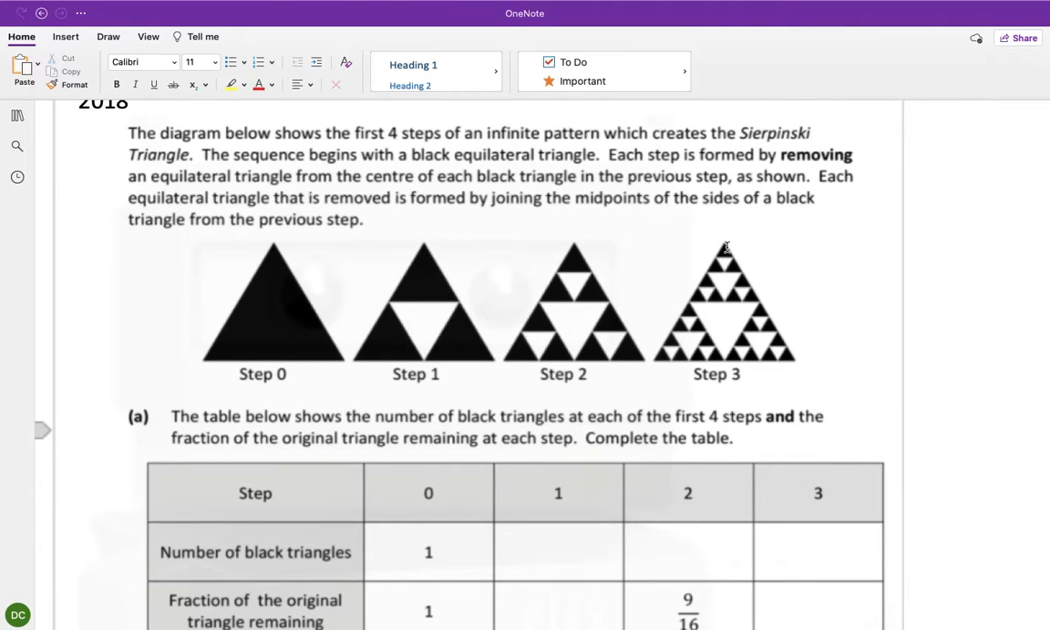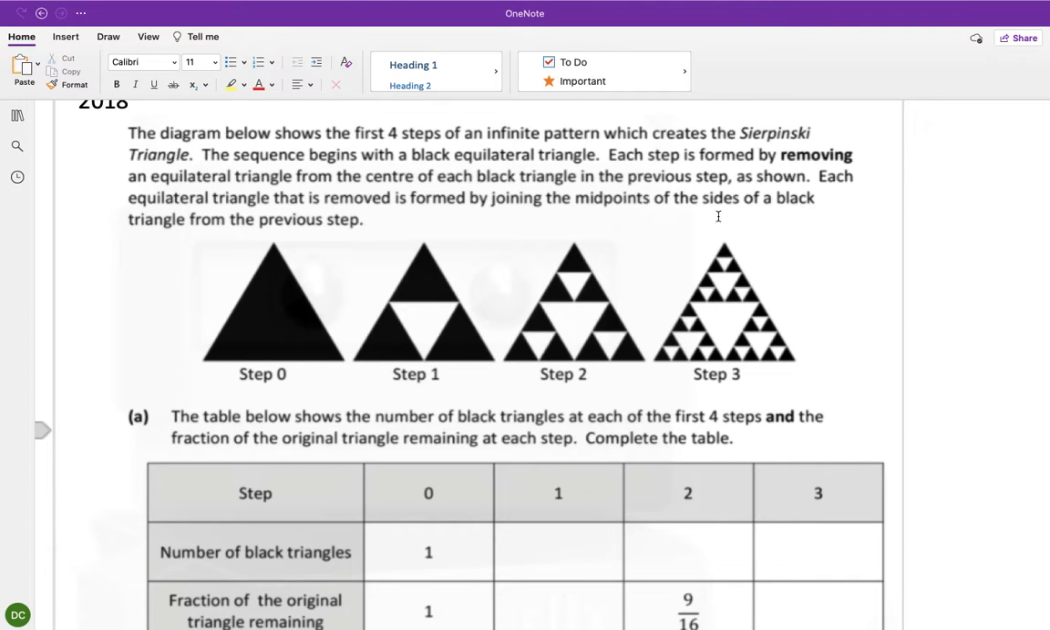Just the first 4 steps of an infinite pattern created by Sierpinski. Okay, it's the Sierpinski triangle apparently. The sequence begins with a black equilateral triangle, and each step is formed by removing an equilateral triangle from the center of each black triangle in the previous step, as shown. Each equilateral triangle that is removed is formed by joining the midpoints of each of the sides of a black triangle from the previous step.